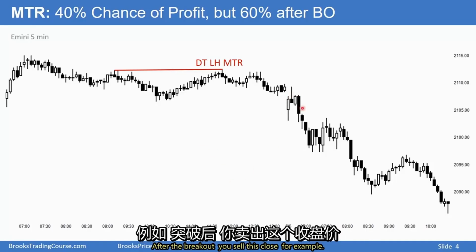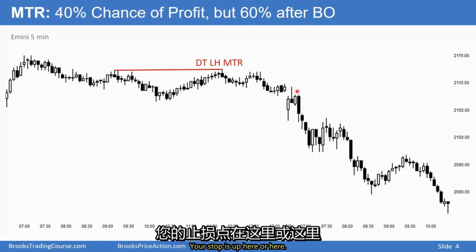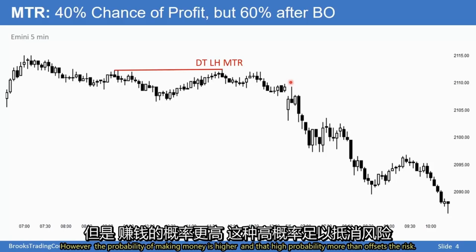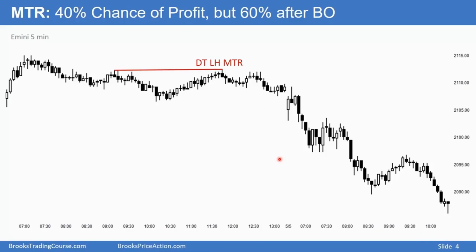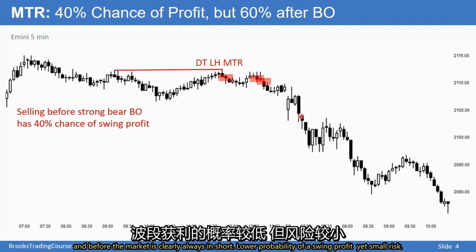After the breakout, you sell this close, for example, you sell below here, your stop is up here or here. The risk is greater. However, the probability of making money is higher, and that high probability more than offsets the risk. Selling before there's an obvious breakout and before the market is clearly always in short: lower probability of a swing profit, yet small risk.